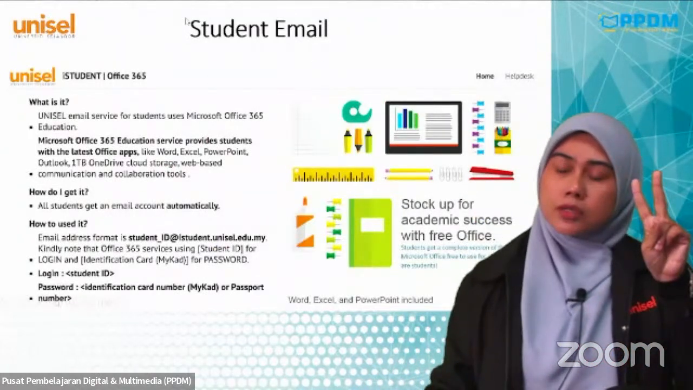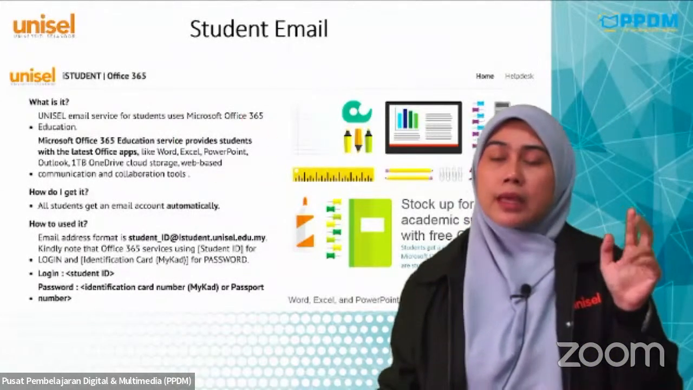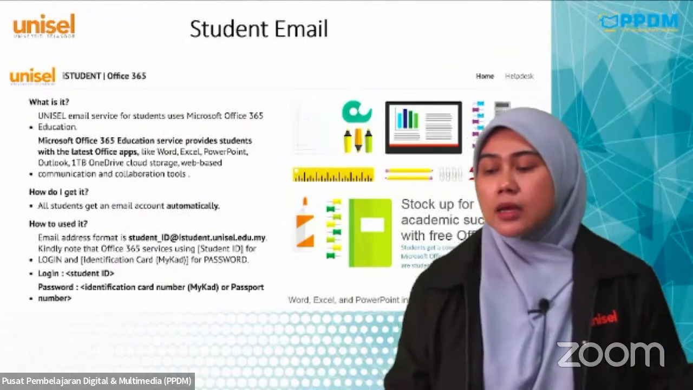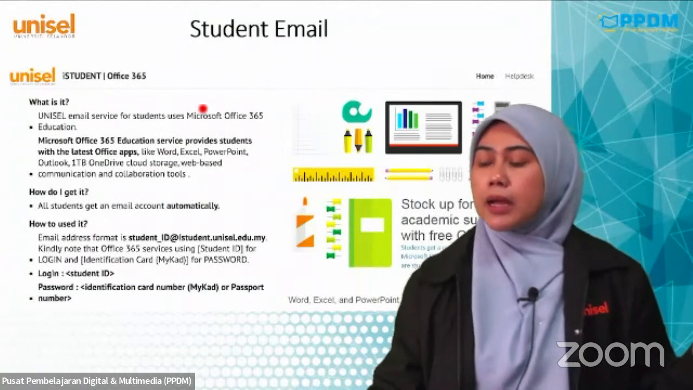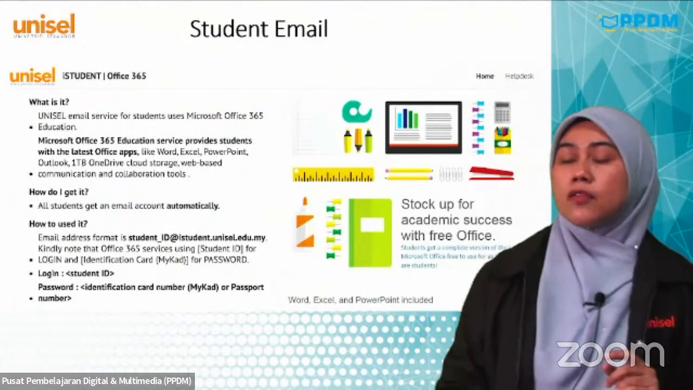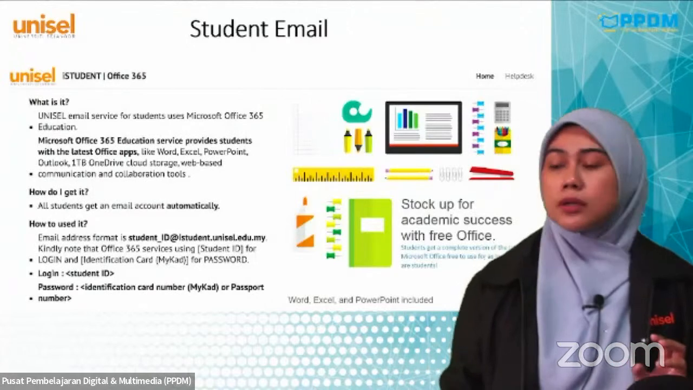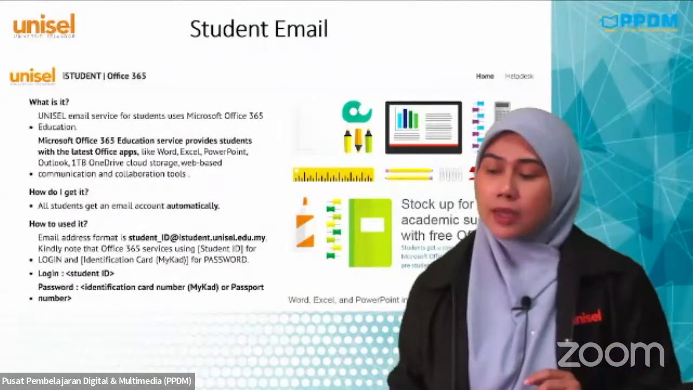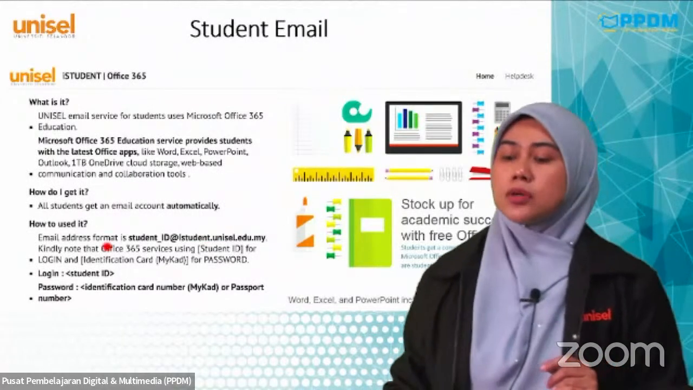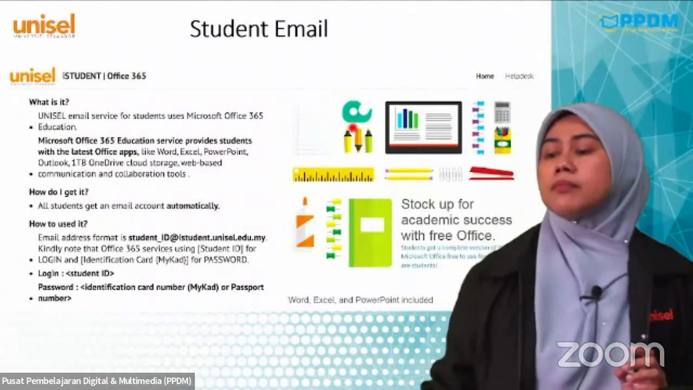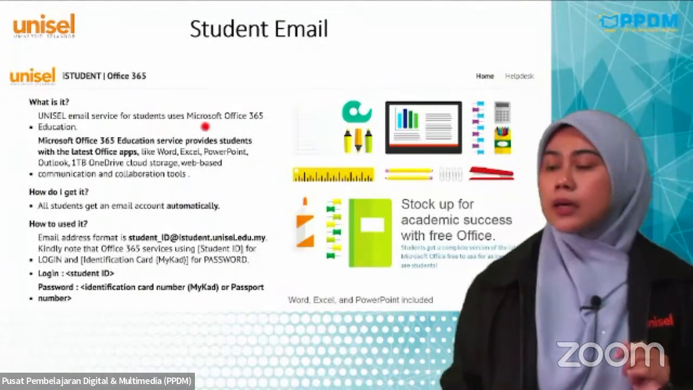Okay, so now we are using only student email. So two things that you need to do. Number one is to activate the Microsoft Office 365. And this is like heaven. There are many apps and plugins that you can use in Microsoft Office 365. And if you need to purchase it on your own, it will cost you handsomely. But Unicel already paid for you. They already subscribed to it. So please activate it because you can use up to 15 devices using one account.